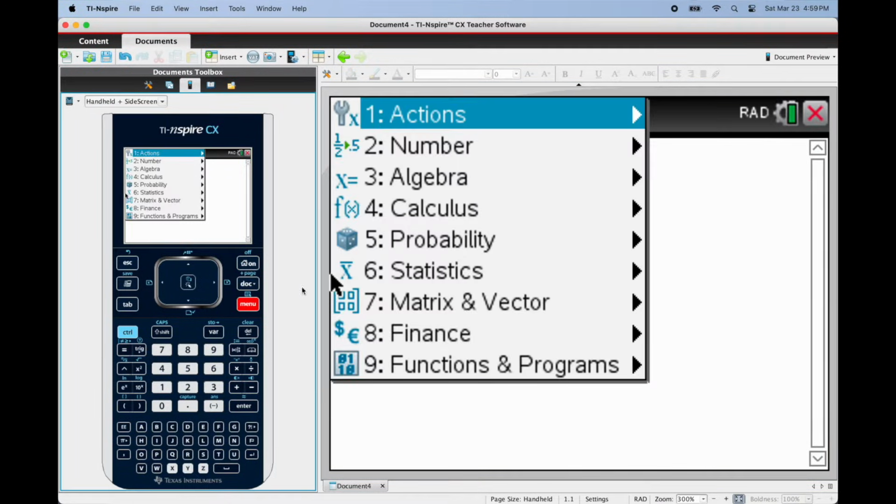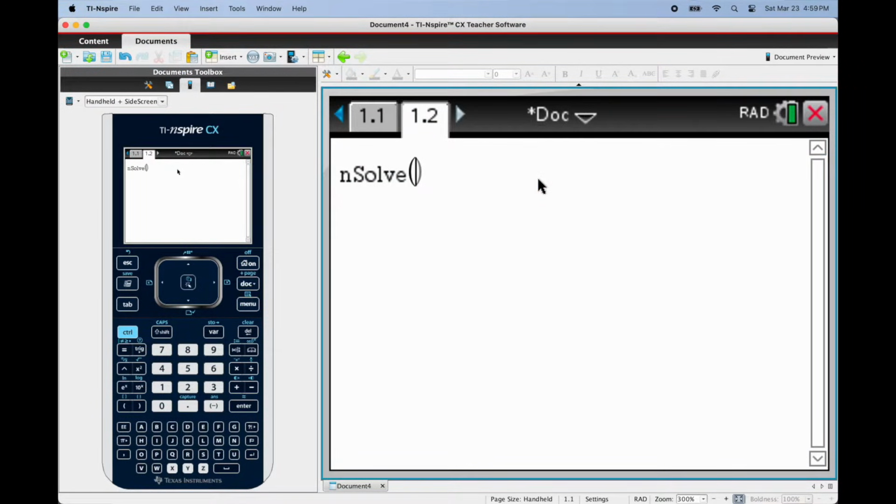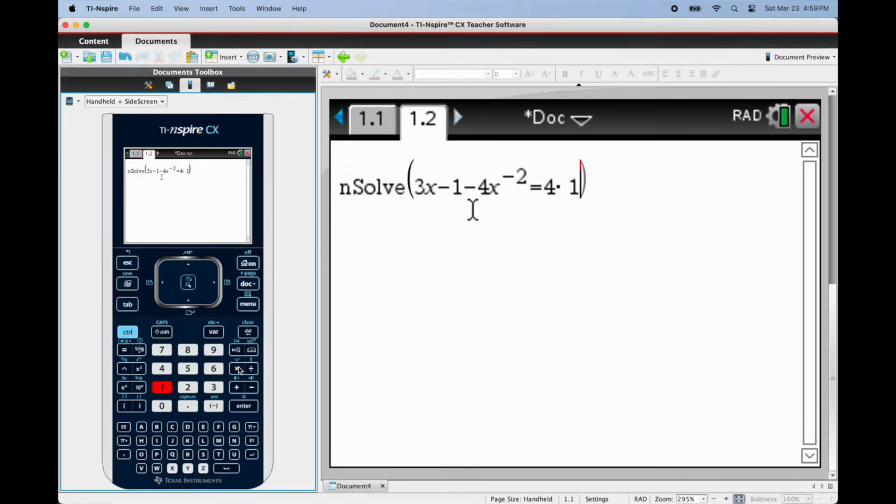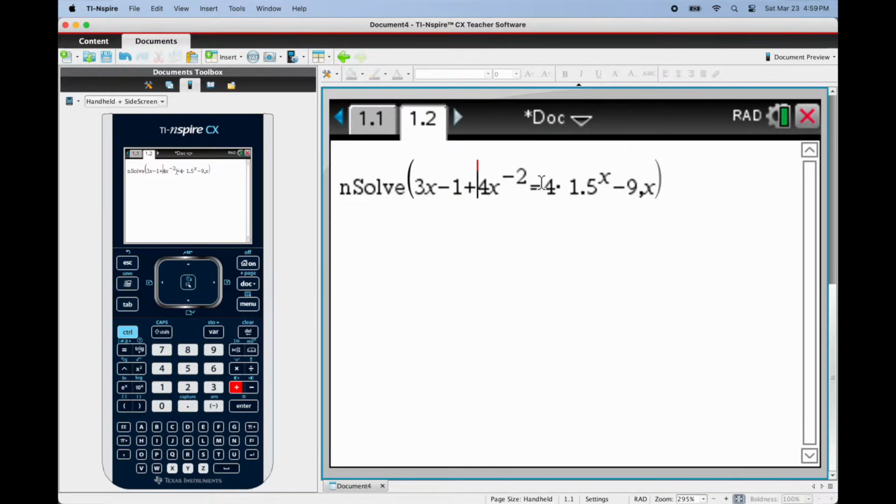Menu, algebra, numerical solve. And so we have 3x minus 1 minus 4x to the negative 2, and this should equal 4 times 1.5 raised to the power of x minus 9. Then we want to solve for x. Let me make sure that these are all correct: 3x minus 1 plus 4x to the negative 2, and then going down further, 4 times 1.5 to the x minus 9. This looks good, and hopefully it gives a value of 4. Otherwise, I'm not sure.